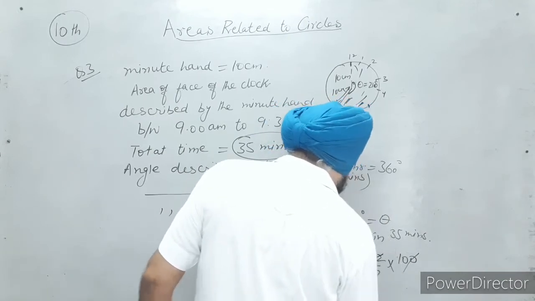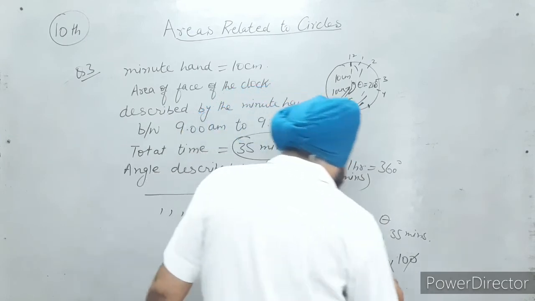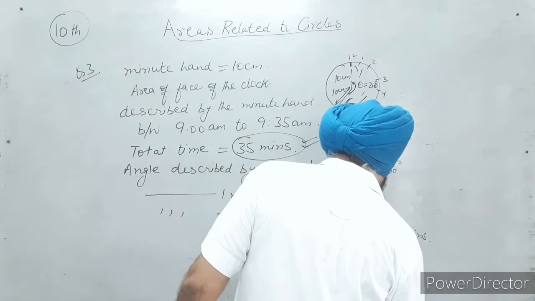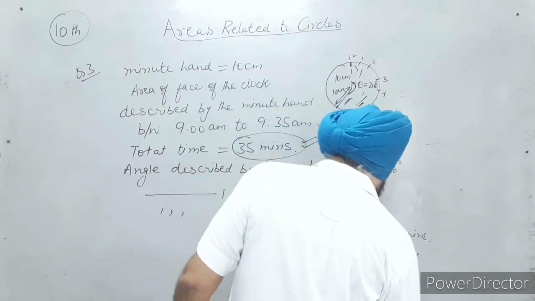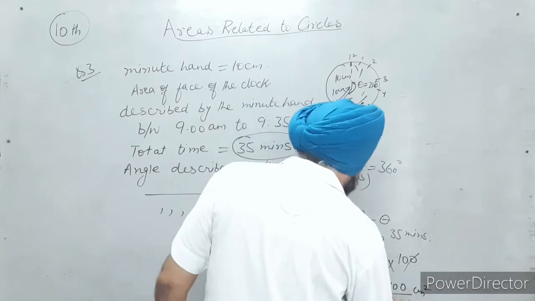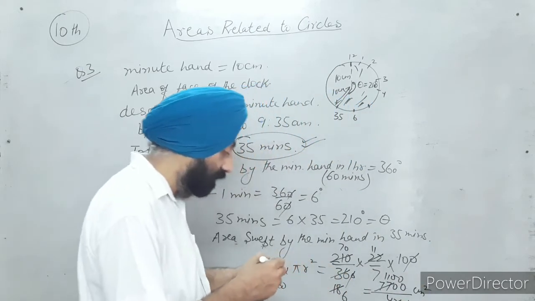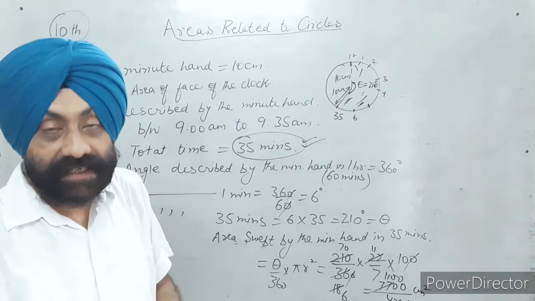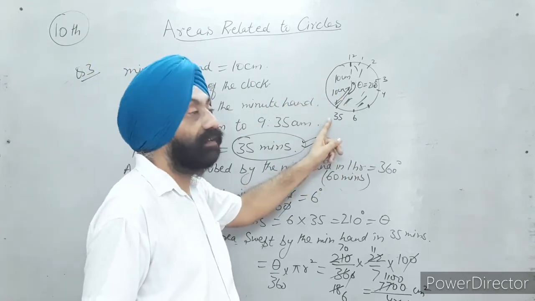Just calculate this value, 770, right? Then it is 7700 divided by 42 centimeters square. This can be cancelled on 7, 7 6, 7 11. 1100 by 6 centimeters square is the area swept by the minute hand in 35 minutes.